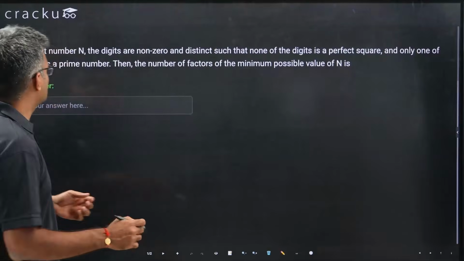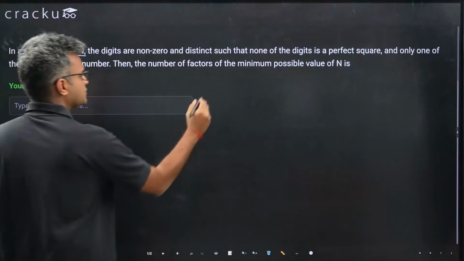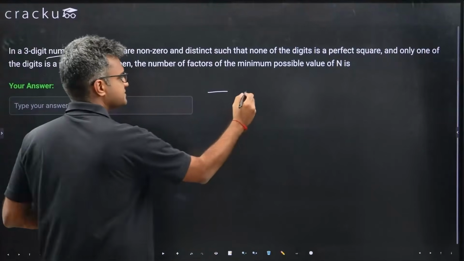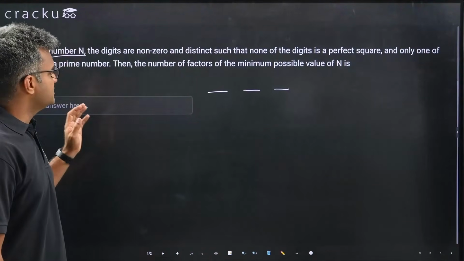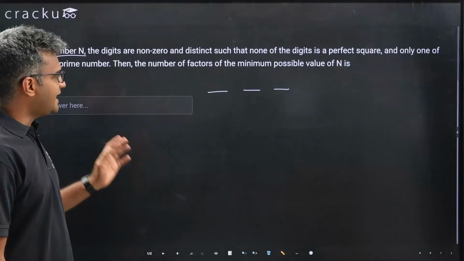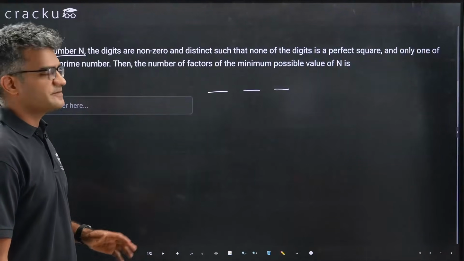In this question, we are told that there is a 3-digit number n. So it has 3 digits. Let us assume this is the first digit, this is the second digit, and this is the third digit. All the digits are non-zero, so 0 is not part of it, and distinct, such that none of the digits is a perfect square.